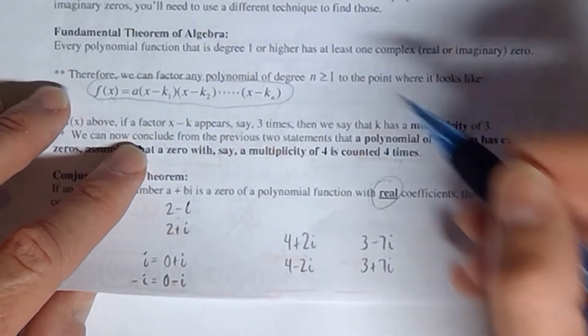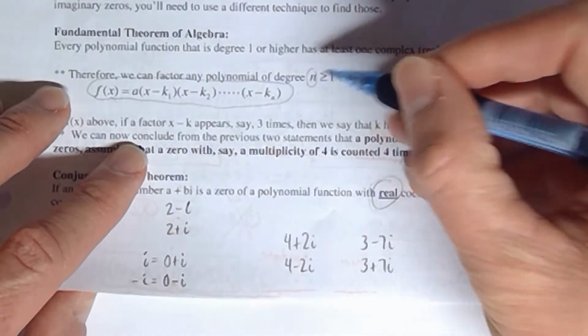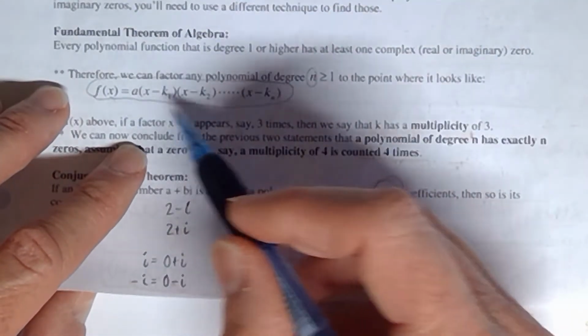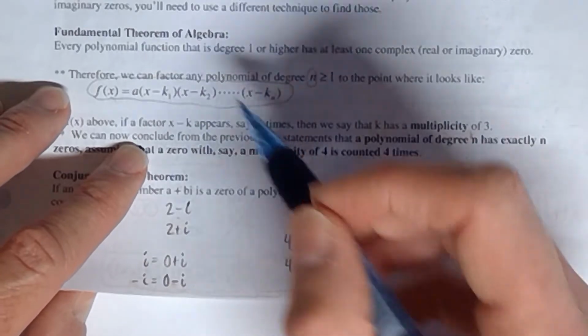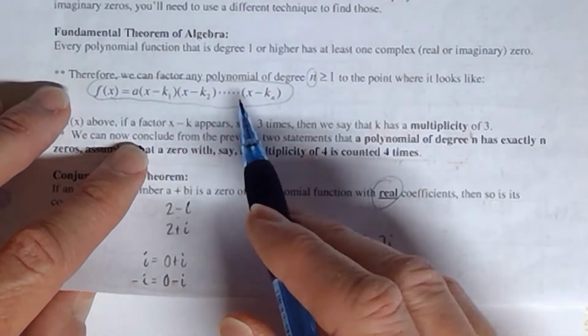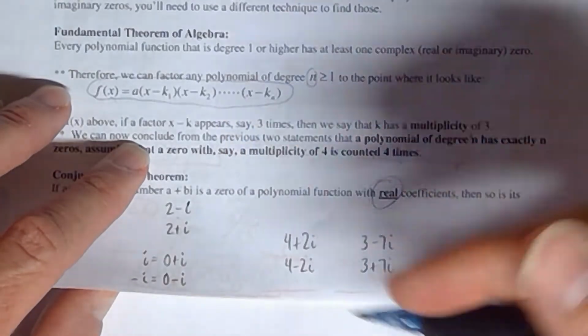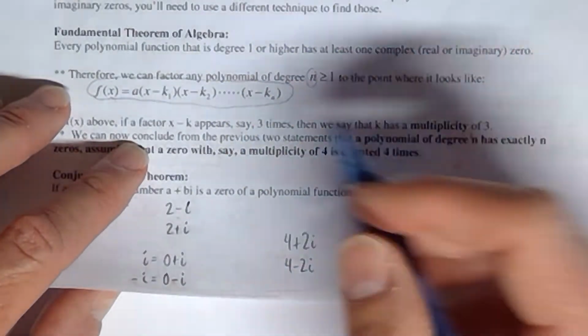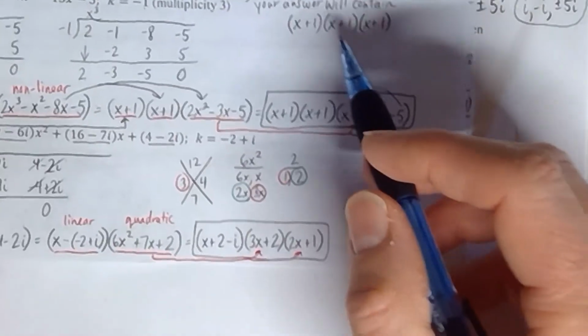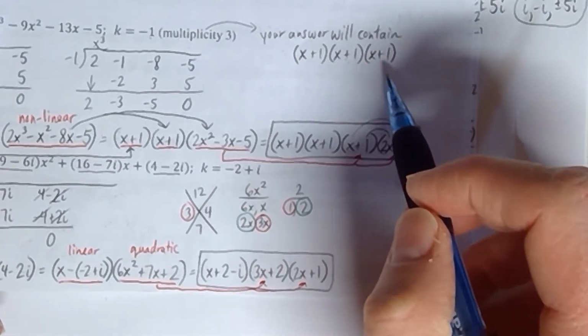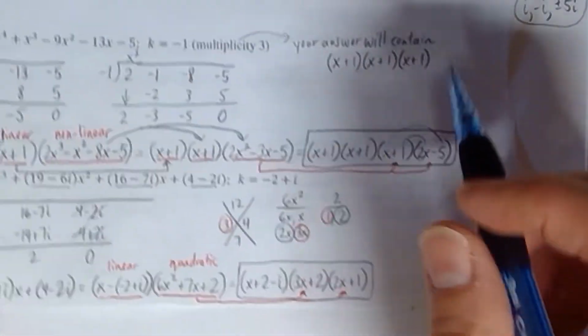So, for example, see how it says degree n? If your degree was 5, then you'd have to have 5 of these brackets. But 3 of them would have to be the x plus 1, x plus 1, x plus 1, if it was one of those problems like we saw earlier, where the x plus 1 was supposed to appear 3 times. Remember this one right here? That would be 3 out of the 5 that you would have.